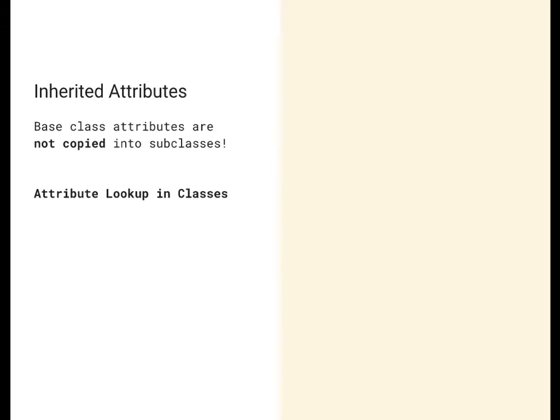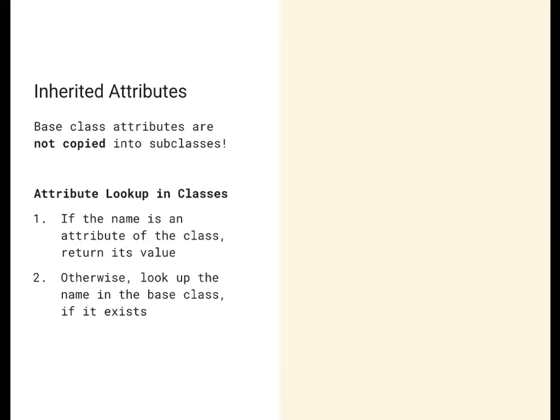So inherited attributes. The base class attributes are not copied into subclasses. They're not copied. And the way we now look up attributes in a class is that we now have another step in the rule. If the name is something that we can find directly in the clown class, for example, then I can just find it there and I'm happy. But if I can't find it there, then I can look in my base class. So it should be kind of intuitive. It's similar to what we've done with frames before, right? If I can't find it here, look in my parent. But in this case, we're talking about classes. So if I can't find it in my current class, I look in my base class, which makes sense, right?